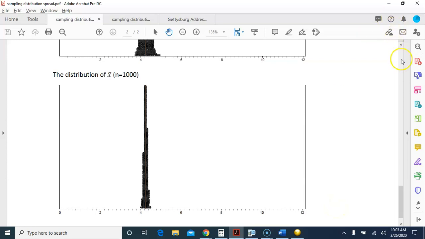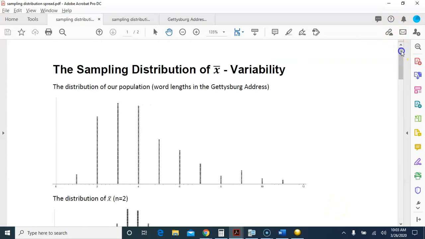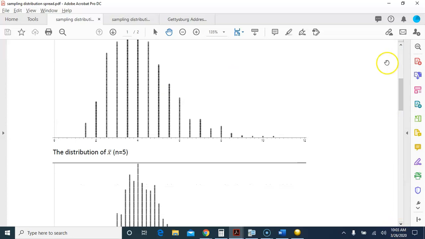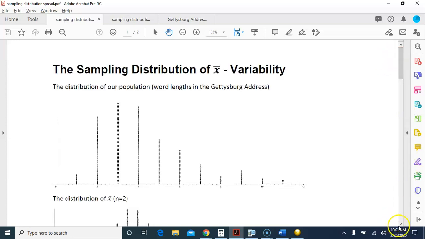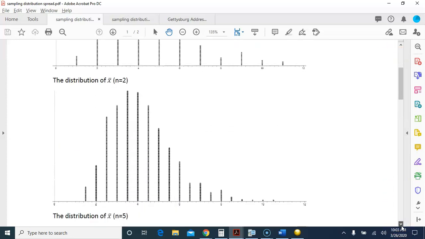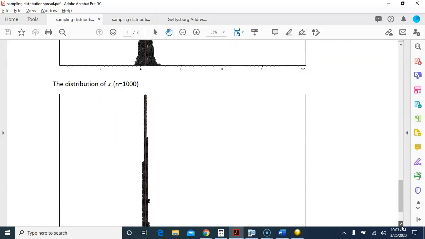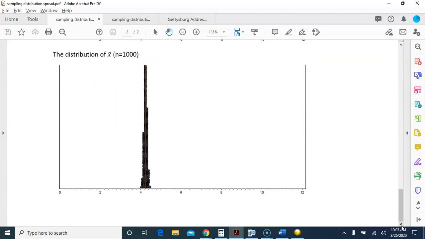Again, the point with this series of pictures is that as the sample size gets bigger, the spread of the x bars gets smaller. The x bars get closer and closer to one another.